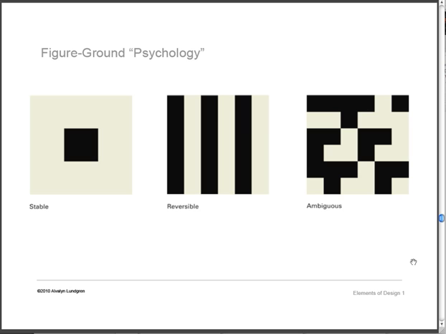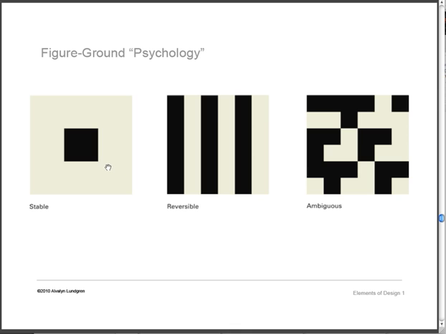With figure ground, there is a response or a psychology. Figure ground relationships do affect us. And so when we recognize what is figure and what is ground, and we can do that easily and quickly, it becomes very stable. And so the square surrounded by the gray, we understand this is figure and this is ground. We're happy, we're comfortable, we get it, okay. That's a stable figure-ground relationship.